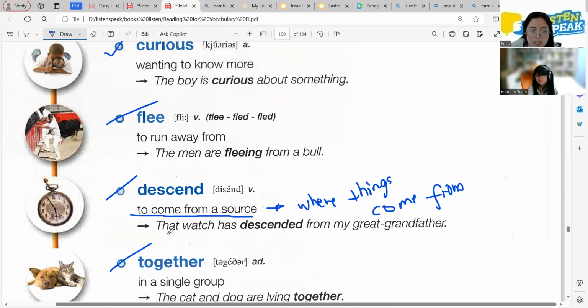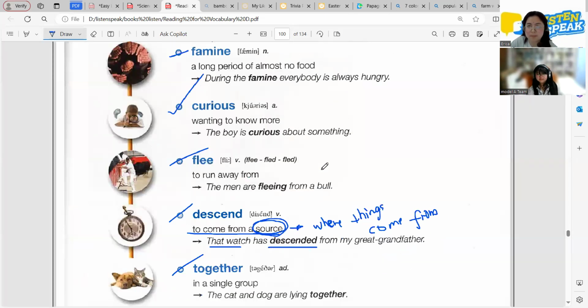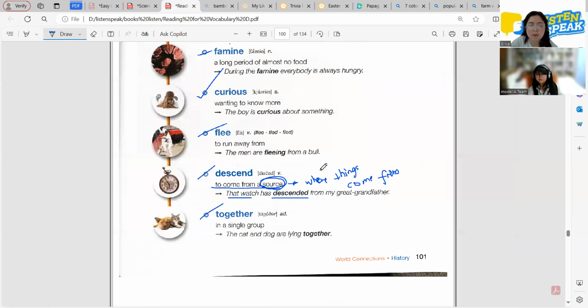Let's read a sentence. That watch has descended from my great grandfather. It means that watch has come from my great grandfather. So again, it's where things come from, like from a source. So what else?